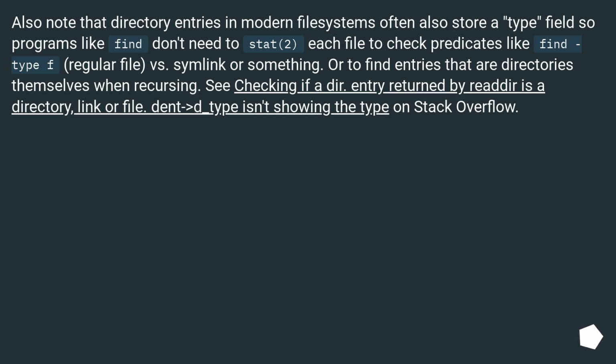Also note that directory entries in modern file systems often also store a type field, so programs like find don't need to stat each file to check predicates like find -type f, regular file, versus symlink or something, or to find entries that are directories themselves when recursing. See checking if a dir entry returned by readdir is a directory, link or file. dirent->d_type isn't showing the type on Stack Overflow.